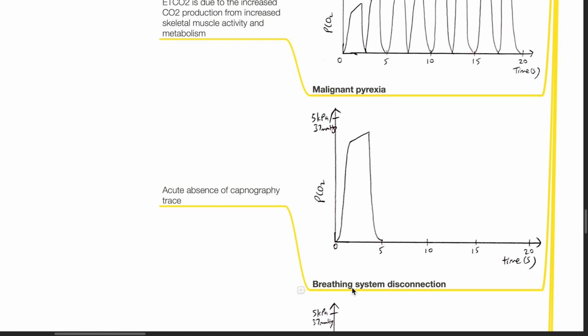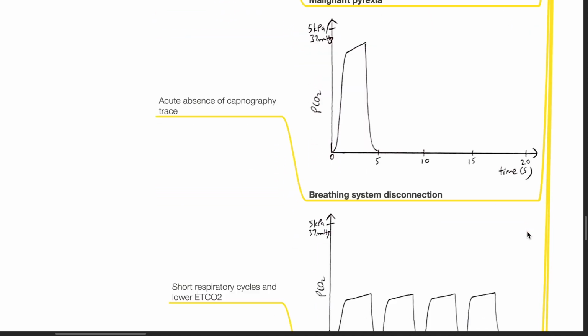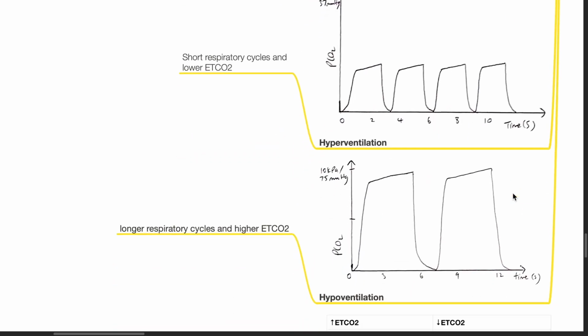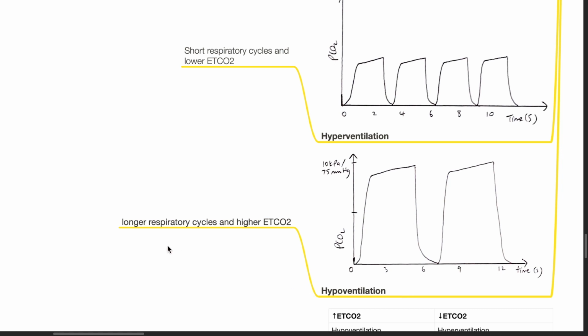Breathing system disconnection. There is an acute absence of the capnography trace. Hyperventilation. There are short respiratory cycles coupled with a lower EtCO2. Hypoventilation. There are longer respiratory cycles and a higher EtCO2.